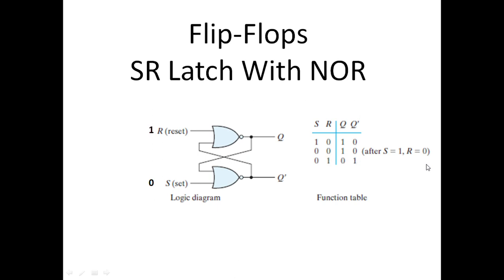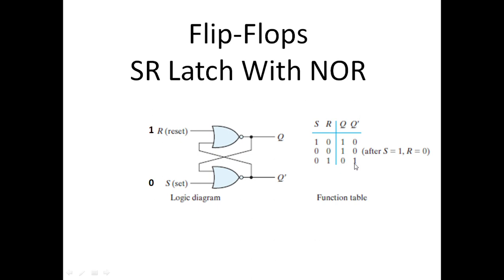Similarly, when 0 is provided at the S input and 1 is provided at the R input, then 1 comes here. As one of the inputs is 1, we will get 0 here at the Q output. And when this 0 is given here, we get 1 at the Q prime output. So Q is 0 and Q prime is 1.